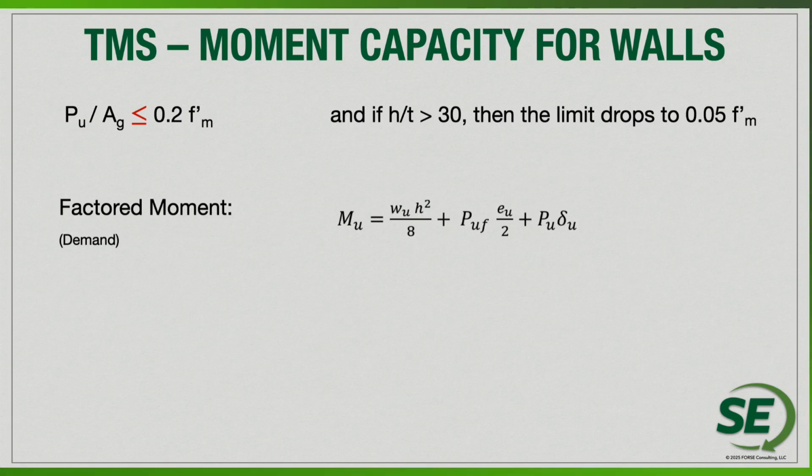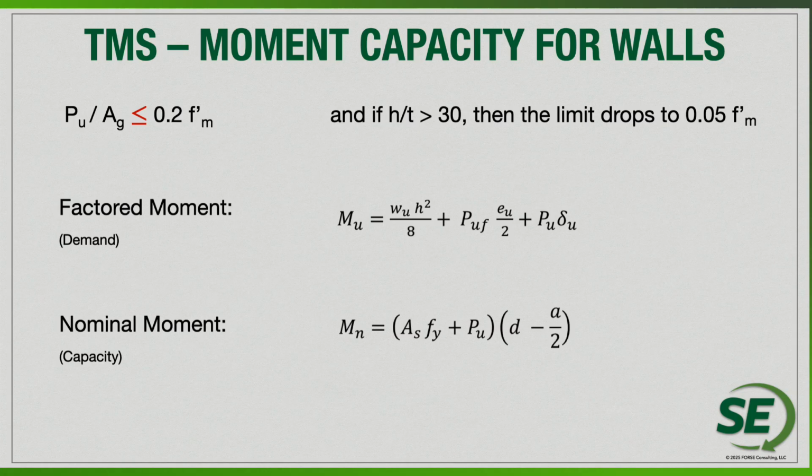So again, just summarizing what some of the different moment capacities would be for the different elements. We can see the ultimate force, the factored moment and demand that we have on our overall walls. We can see what that value is going to be for Pu divided by Ag less than or equal to 0.2 times f'm. And then if the h over t gets a little bit thinner, it's going to drop down to 0.05 f'm.